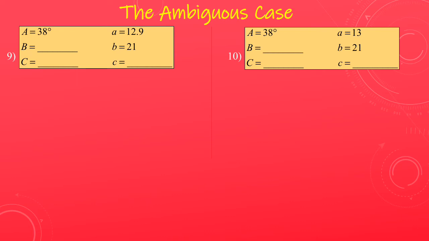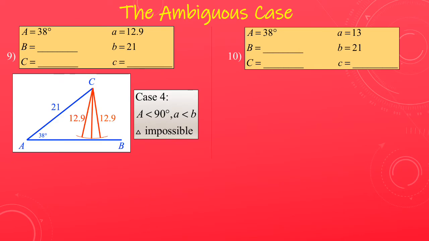There are just a few times where, when making a picture, you still don't know whether the triangle can be drawn. Here are two cases that dramatically illustrate this situation. In both cases, we have A equals 38 degrees and little b equals 21. But in number 9, we have little a equals 12.9, while in number 10, we have little a equal to 13. Just a slight difference. To determine whether these triangles are possible, we will draw these pictures exactly to scale.